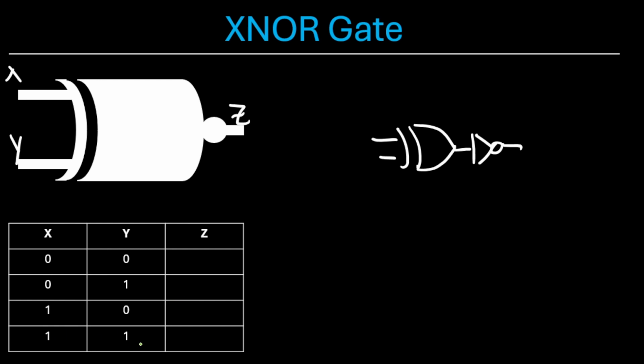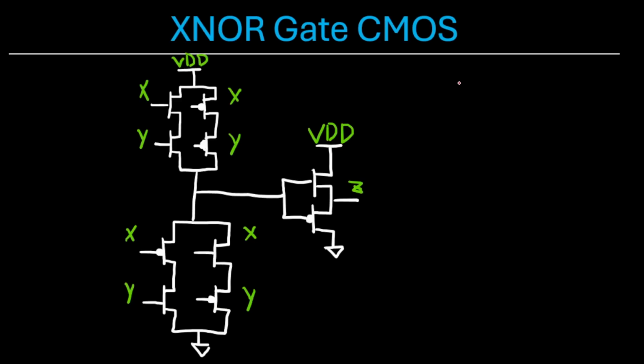So for 1, 1, we have two input 1s, so we're going to output a 1. And for 0, 0, we have 0 input 1s, which is technically an even number of 1s, so we're going to output a 1. Now 0, 1 has an odd number of 1s, output a 0. 1, 0, again, has an odd number of 1s, output a 0. So this is the XNOR truth table. You notice this is the exact opposite of the XOR truth table. Let's look at a CMOS example.